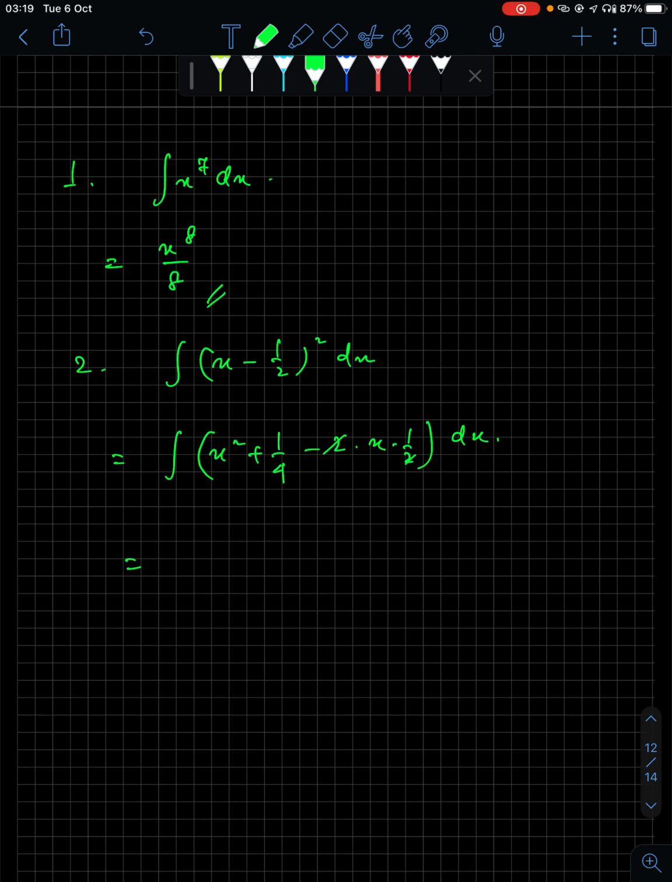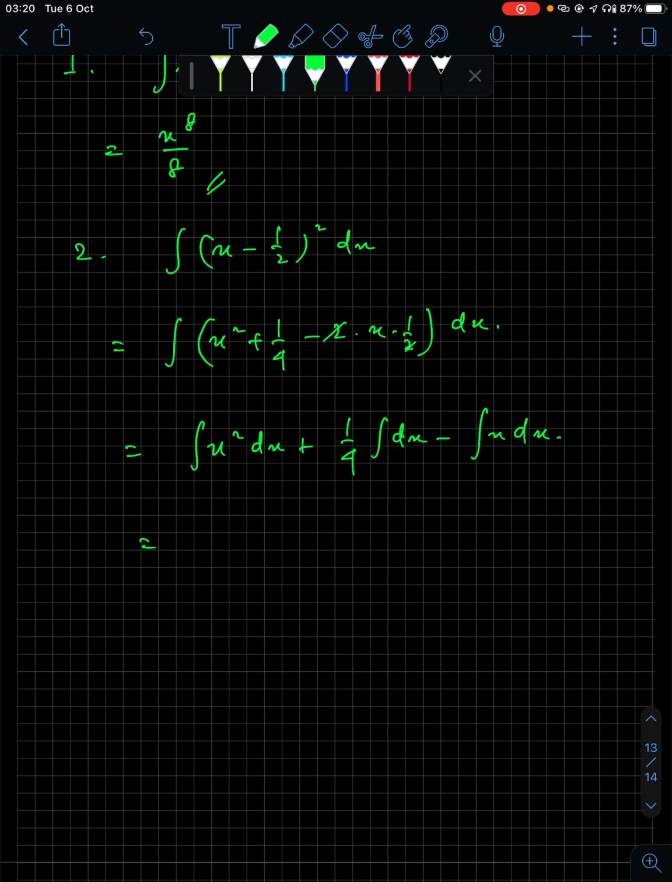So integral x squared dx plus integral, okay, 1 by 4 is common, right? 1 by 4 integral dx minus integral x dx. Okay, so this will get you x cubed by 3 plus integral dx is x, right? So you'll have x by 4 minus integral x dx is x square by 2. So I hope this sum is clear.